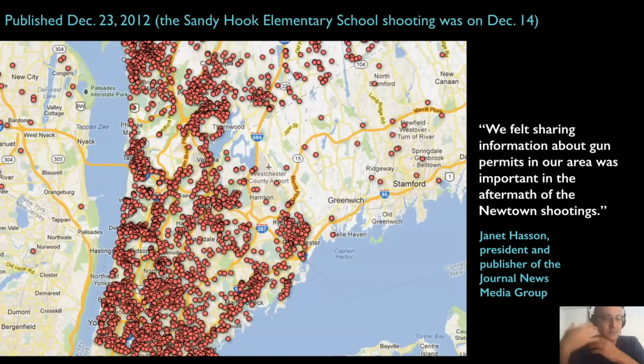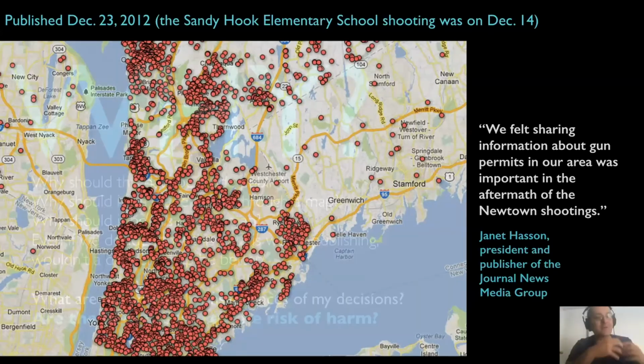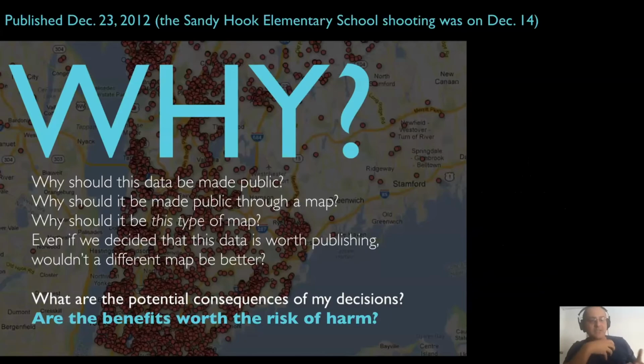This is something that I will try to argue a little bit more deeply in the book. But it's a great example to talk about these whys, right? And the related questions to this why, which are: why should this data be made public in the first place? Why should it be public? And why should it be made public through a map? Are there significant differences between making it public in a table and making it public on a map? There might be. Why should it be this type of map? There are other types of maps, right?